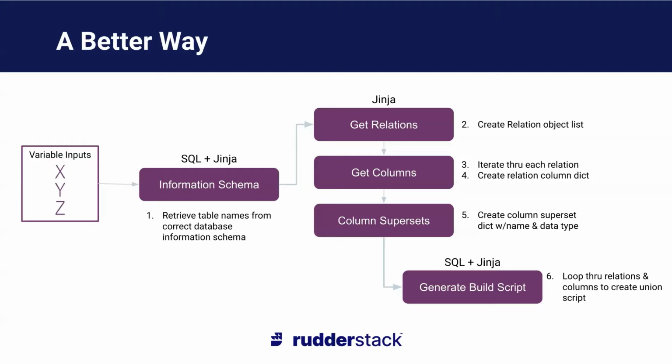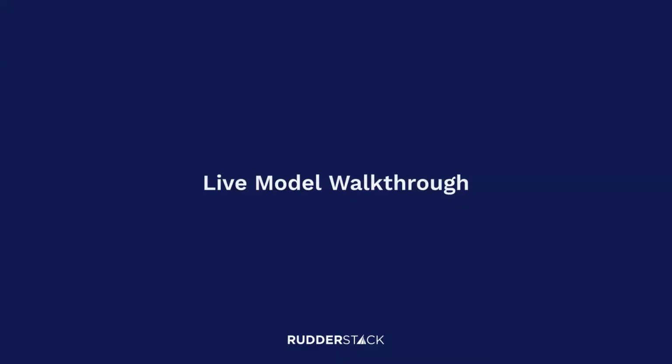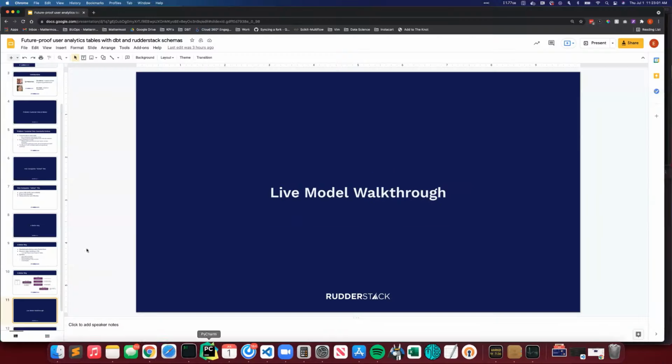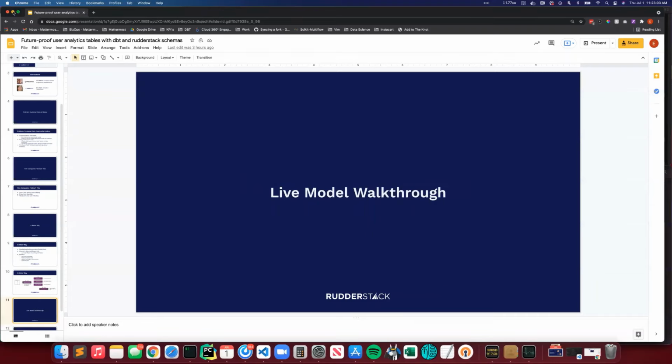We're looping through each relation, so we're adding it as a column property so that they can be unioned without encountering any errors, because you have to have the exact type of data in order to union successfully. And so I guess what I'll do now is a live model walkthrough to show you what I'm talking about, as opposed to blathering on here. Let's just jump right into it.